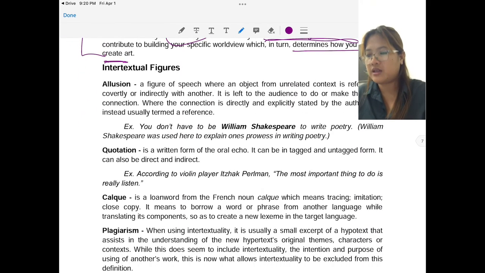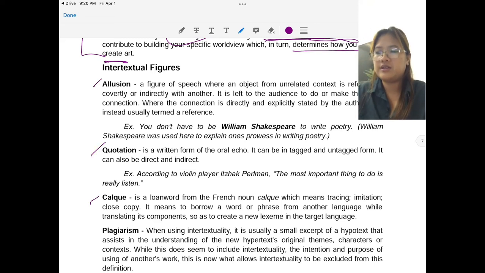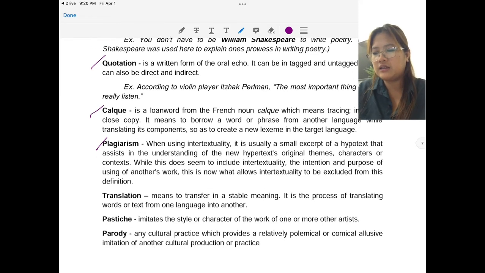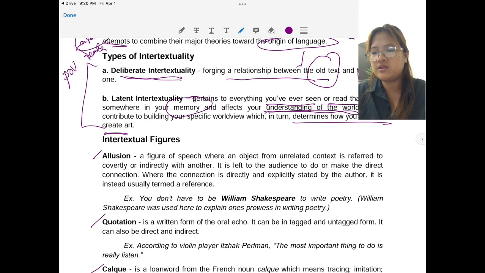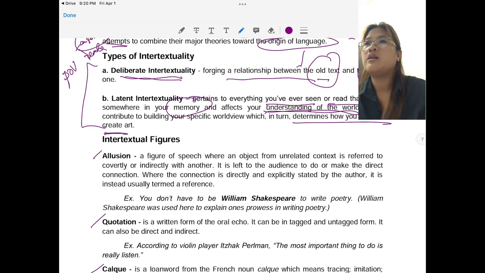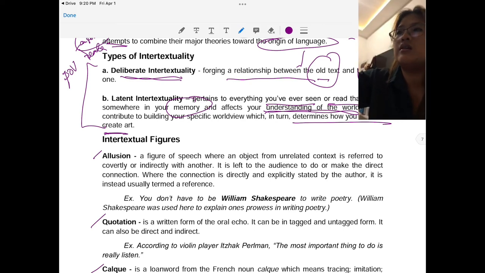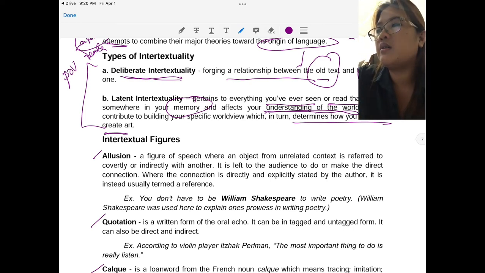So we have intertextual figures. We have allusion, quotation, calque, plagiarism, translation, pastiche, parody, okay? So allow me to double check the pronunciation, okay? We have to be sure.